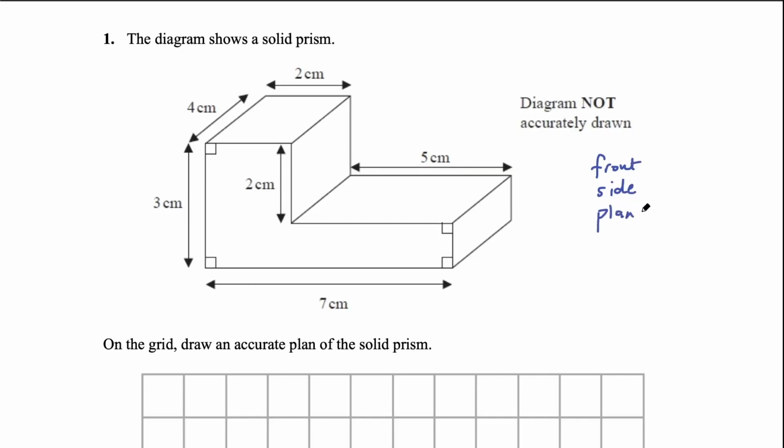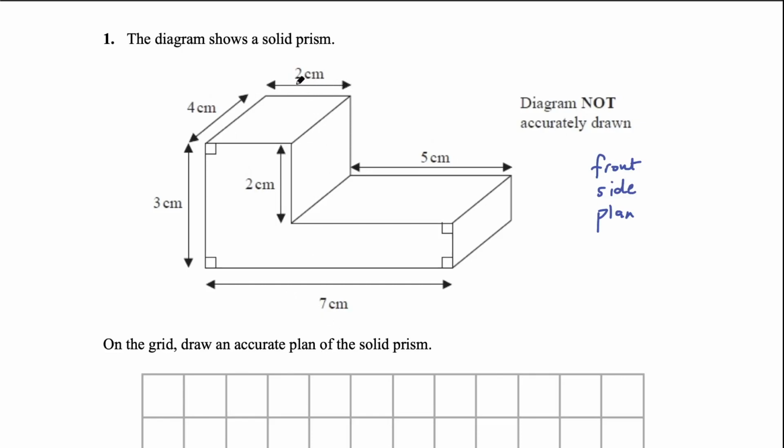Now front and side, they kind of tell you what they are in the name. The plan view is the only one that doesn't make it immediately obvious what you need to draw, but that's from above. So we need to draw this solid prism from above. And you kind of have to imagine this as a two-dimensional shape. So you need to be good at looking at a three-dimensional diagram and imagining it as a two-dimensional view. And that can be tricky sometimes, but if you look at these lengths, we need to draw this accurately.